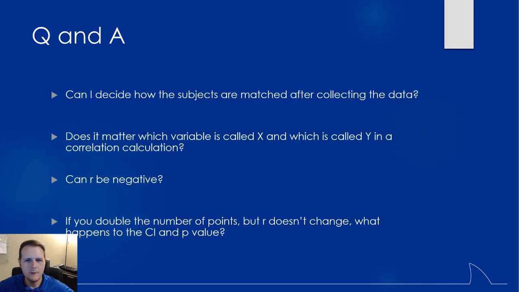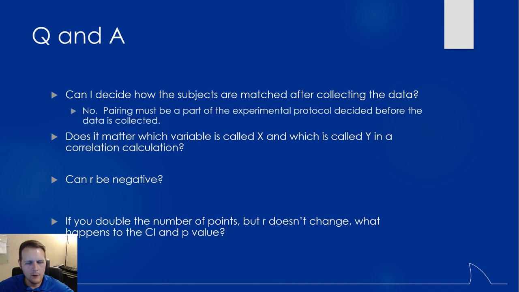Can I decide how the subjects are matched after collecting the data? No, this is not smart. This is where you want to design study protocols before you actually start to collect data and enroll patients in your study, right? It's part of that multiple comparisons trap we were talking about before, where you just run the data in different ways until you find something that works.